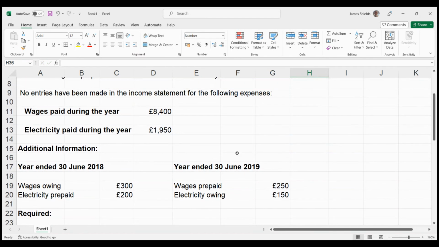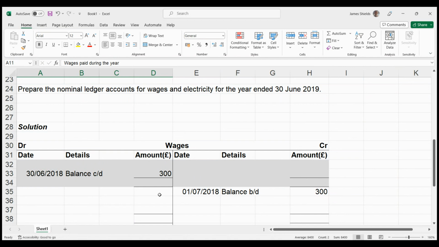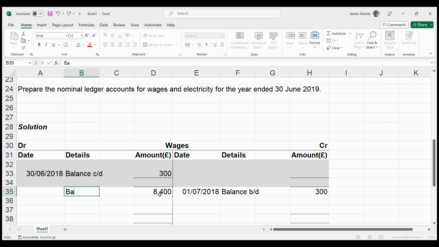Now we're told during the year, wages paid during the year was £8,400. So you would have credited bank and debited wages, as wages are an expense. So going to have £8,400 here. It's going to be bank, and it's covering the whole year, so therefore it's going to be the 30th of June 2019.